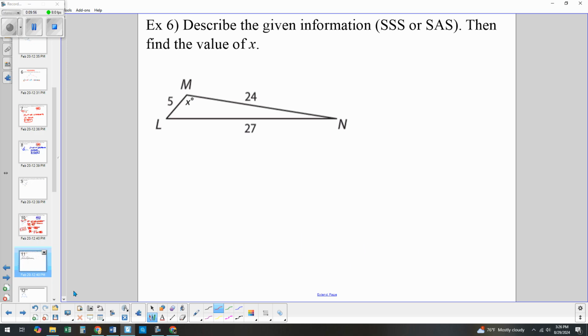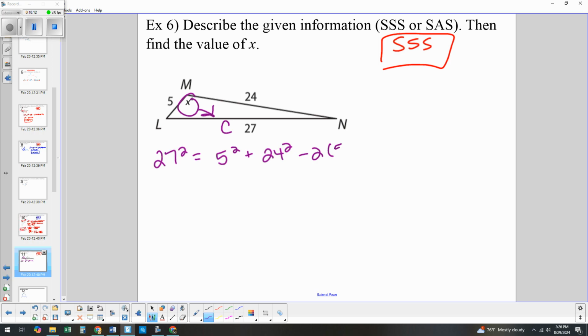Here's another one, another SSS problem. This is the angle I'm looking for, so opposite it is my C value. So we're going to have 27 squared equals 5 squared plus 24 squared minus 2 times 5 times 24 times cosine x. So the 27 squared is 729. The 5 squared plus the 24 squared is 601. The 2 times 5 times 24 is 240, and that is attached to cosine of x.